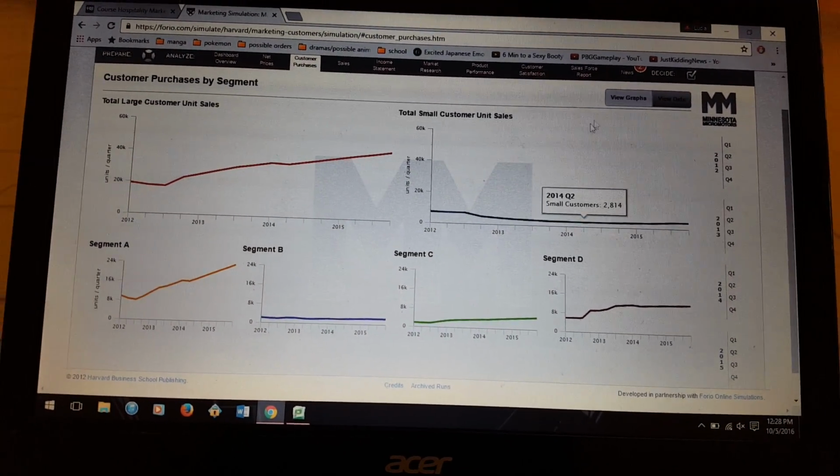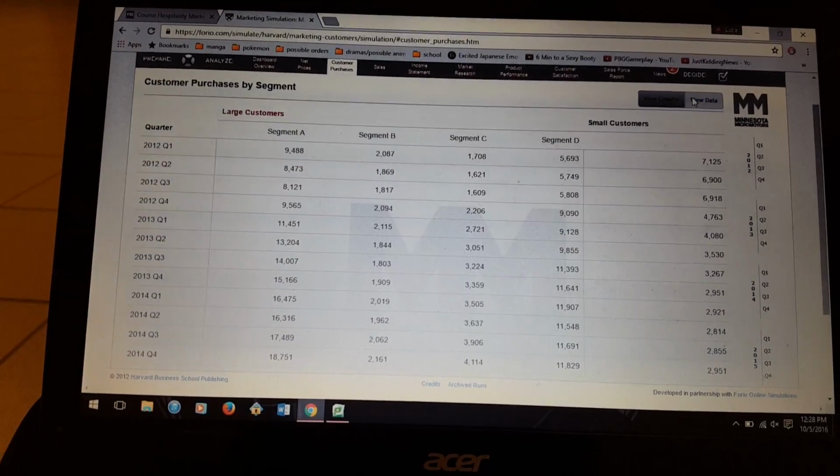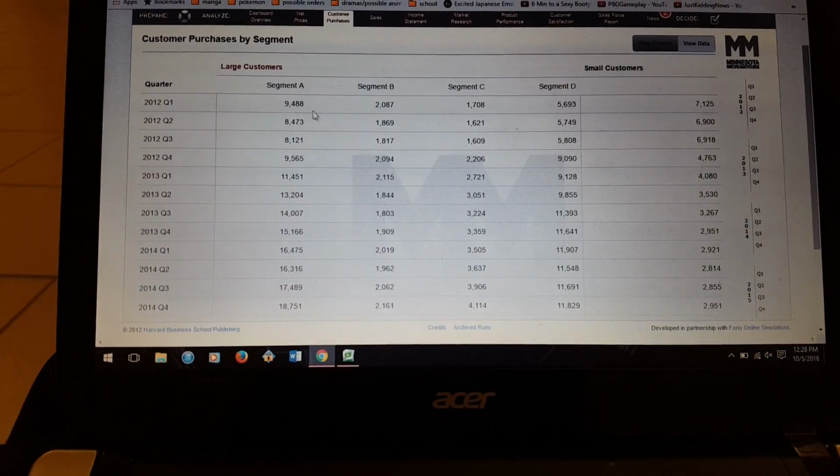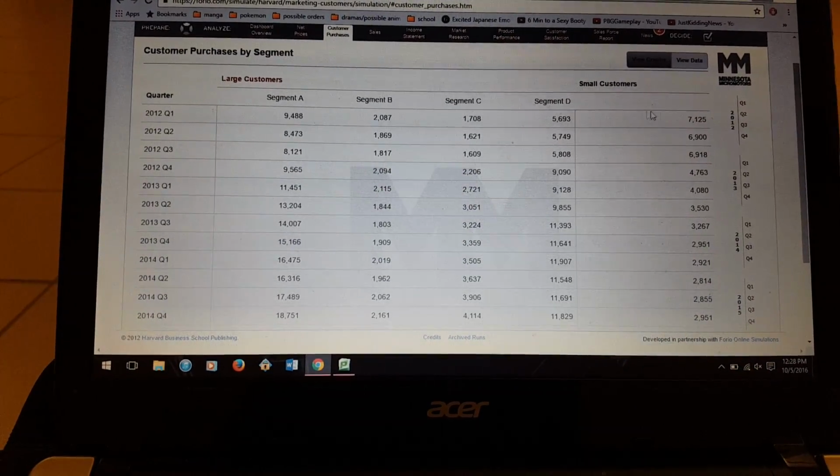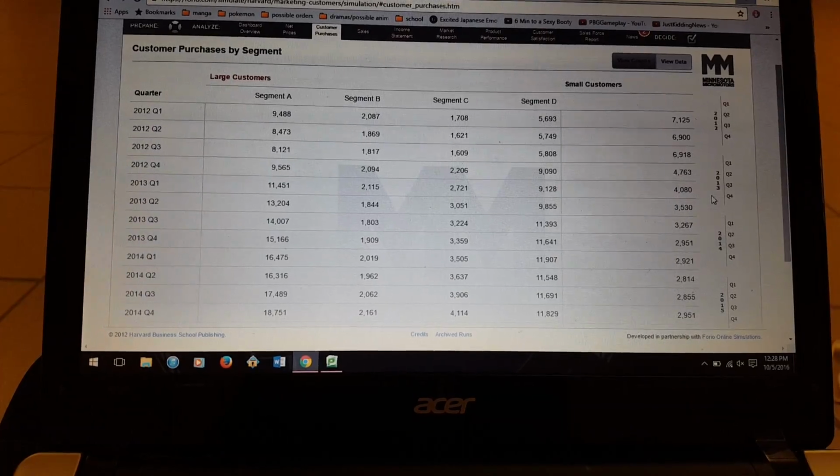Here we're viewing the graphs, but you can also view this in data form, where it shows you the data for segments A, B, C, and D, from large customers to small customers, over the years 2012 to 2015.